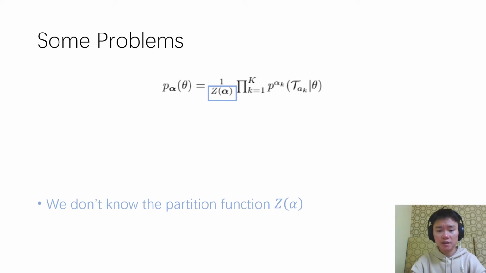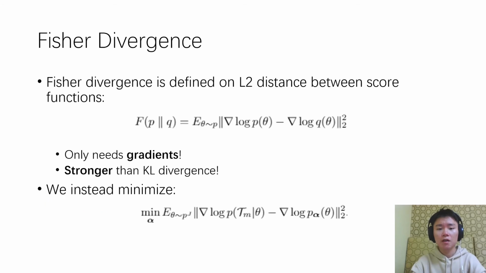Now the last problem is that we don't know the partition function Z alpha here. It turns out we can choose another kind of divergence to minimize. This is called Fisher divergence. There are two benefits of using Fisher divergence instead of KL divergence. The first is that it doesn't need the exact probability, it only needs the gradient of the log probability, which we can get for free when we are doing gradient descent. And note that the gradient doesn't depend on Z alpha, so we don't need to estimate the Z alpha anymore. So it's easier to estimate than the KL divergence.